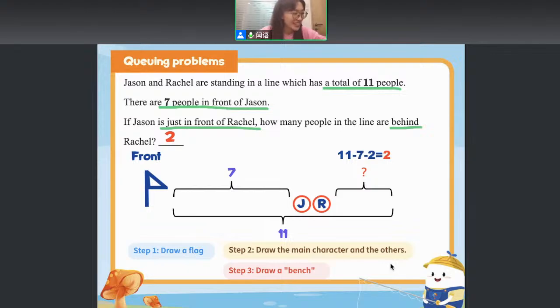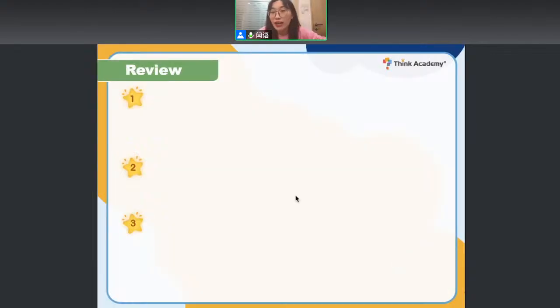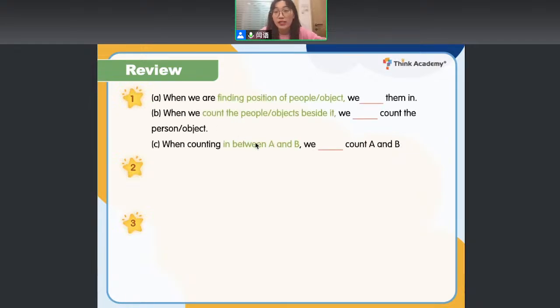Is that easy? Okay. So now everyone, let's do some review, okay? When we are finding the position of people or objects, we count them in. For example, I am the second one. So for number 2, that is including me. Understand? If I am the second one, then the number 2 includes myself.